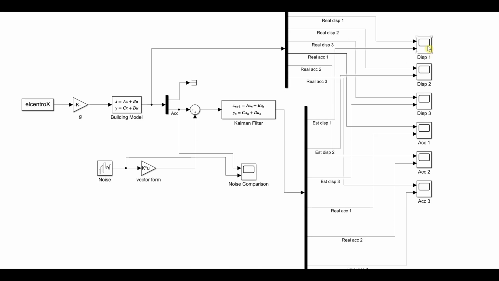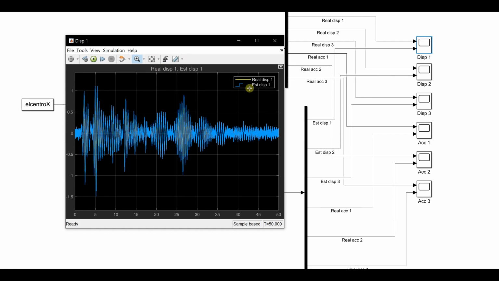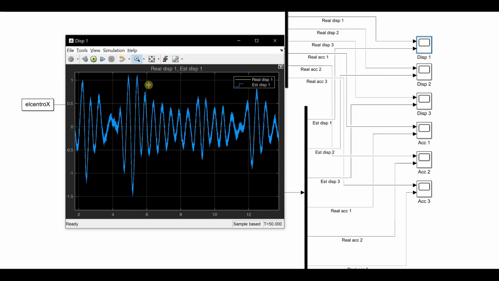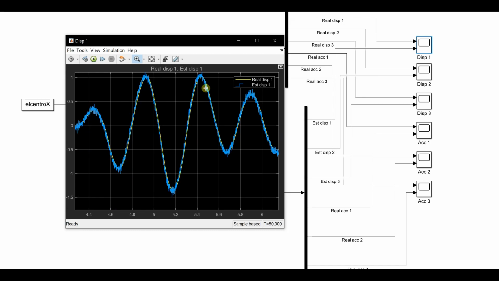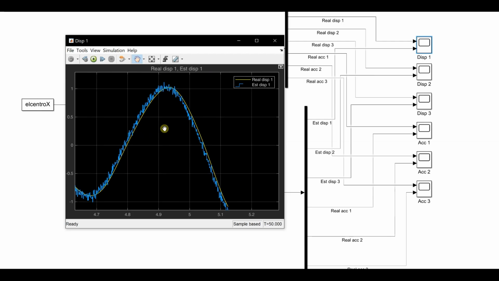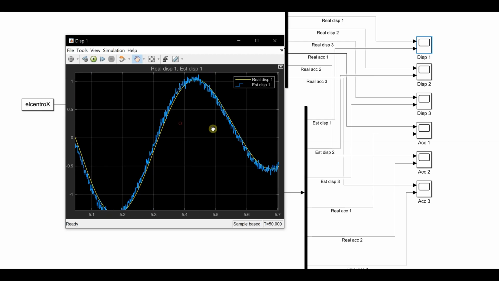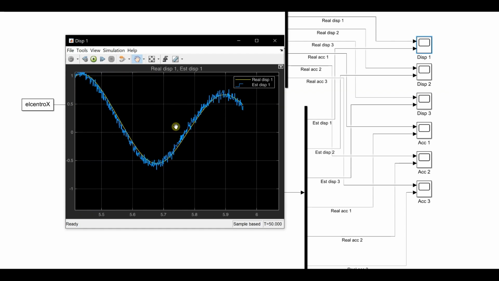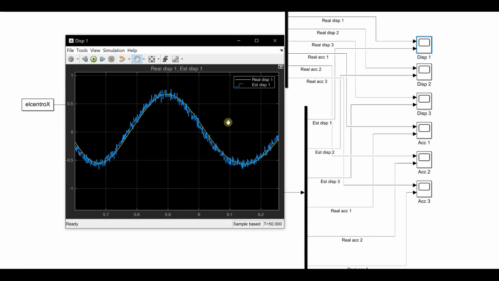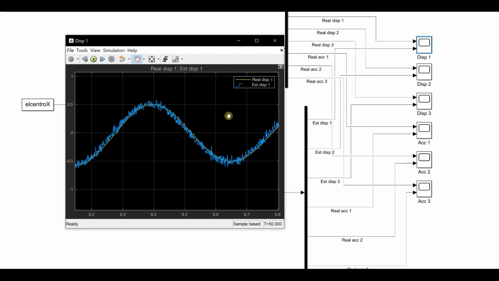So if I look at displacement for floor 1, this is what I have. The blue is the estimate and the yellow is the real displacement. I've got to zoom in a little bit for us to be able to see both of them together. And there they are. You can tell that the estimate has noise in it. That's very much aligned with what we see in reality from real structures. There's always noise, and that comes with sensor use, accelerometers, and so forth.